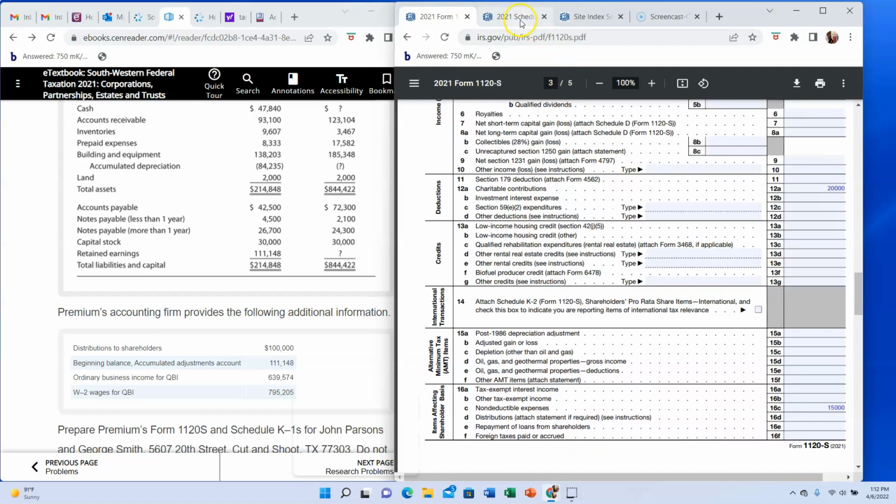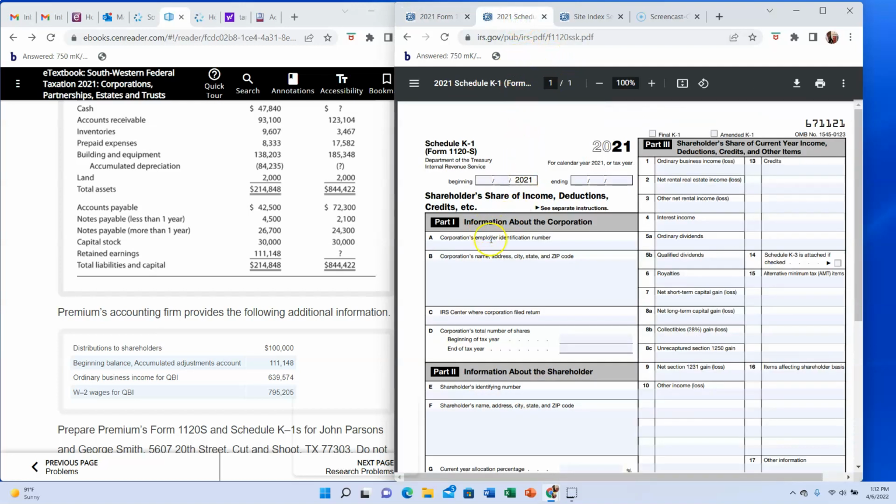But now we also need to do the Schedule K. Okay, so the corporation's number is 111123450. The corporation's name is the Premium Inc., 105 16th Street, Cut and Shoot, Texas 77303. We are e-filing.